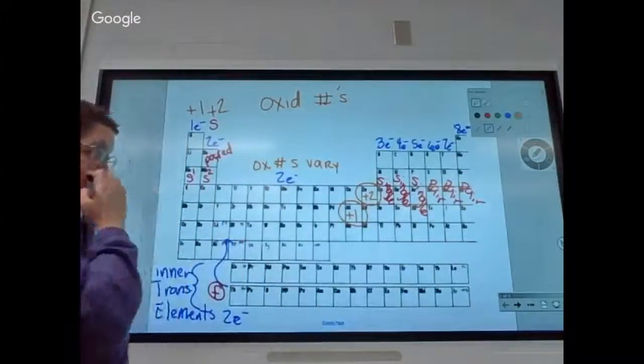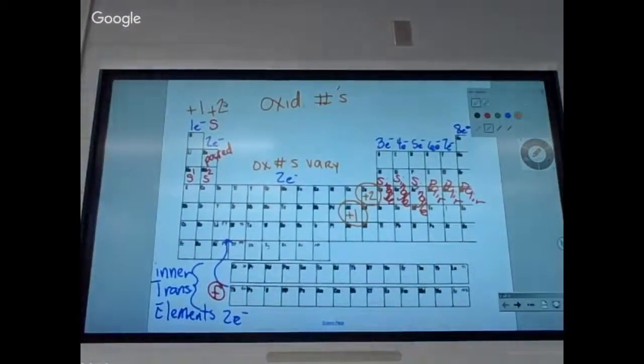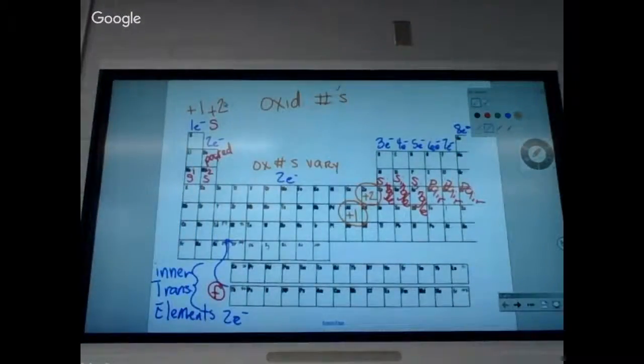Who wrote that in there? I don't care. It's your periodic table. Remember, these are notes. It's a study guide. Do you get it on the quiz or the test? No. So you're saying for D, the oxidation?